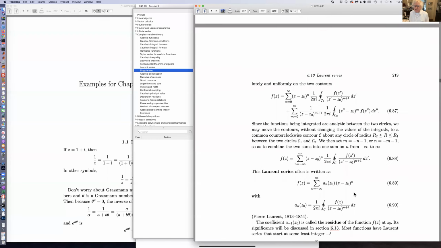This is a well-known integral. It's square root of pi, and I'm writing pi incorrectly. So let me undo that and just write it as pi over m. So that's the value of that integral.